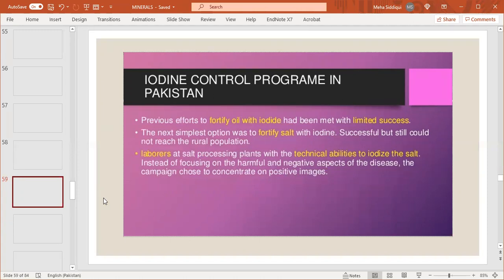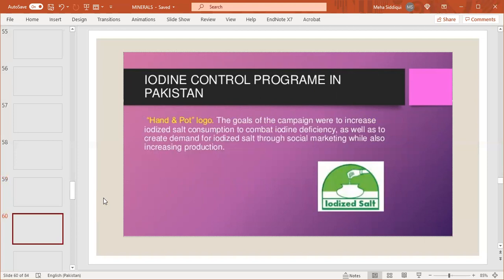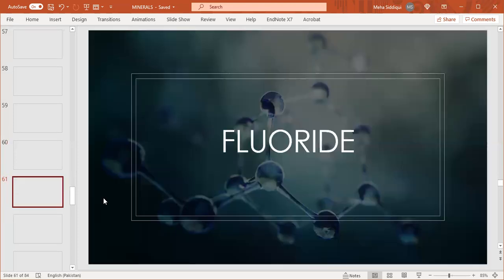Instead of focusing on the harmful and negative aspects of the disease, the campaign chose to concentrate on positive images. The main logo of this program was a hand and pot logo. The goals of the campaign were to increase iodized salt consumption to combat iodine deficiency, as well as to create demand for iodized salt through social marketing while also increasing production.